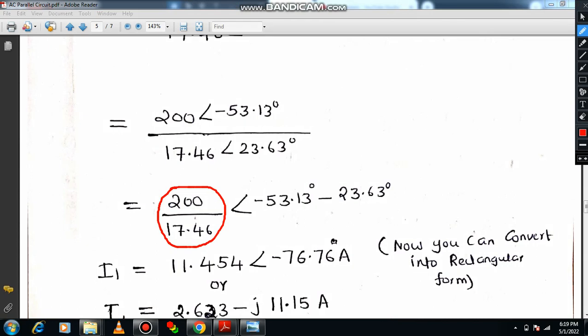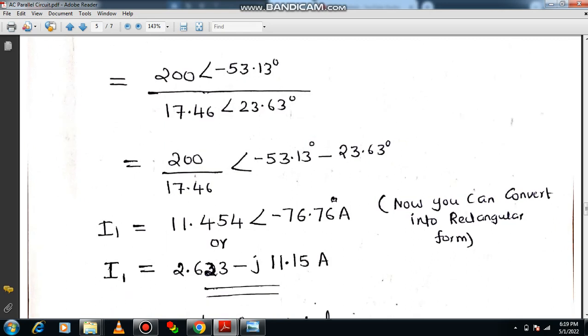And the angle part, what you can do is minus 53.13 minus 23.63. The division part you have to look at, so you will be able to get it in this fashion. So I1 is equal to 11.454 angle minus 76.76. It is better to convert into rectangular form. Everything is fine, but better write polar and rectangular form separately. I think it is right.